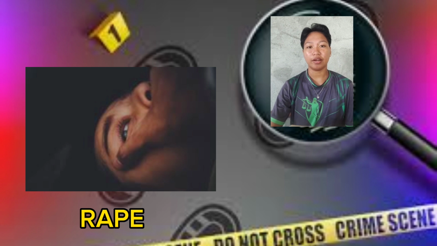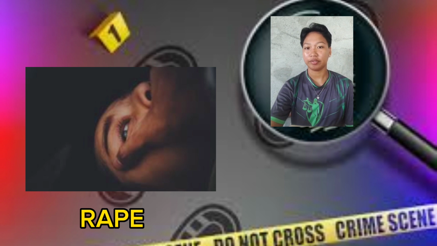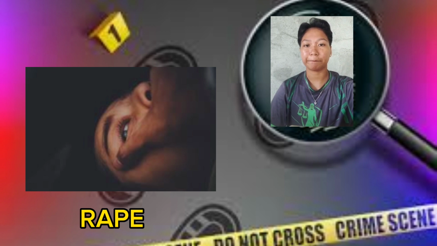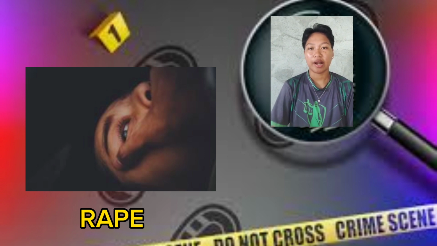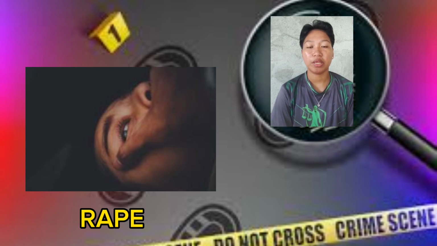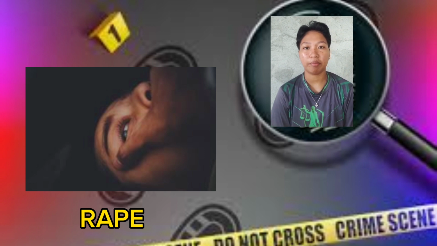Merong elements ang rape under paragraph 1. That the offender is a man, and also that the offender had carnal knowledge of a woman, and that such act is accomplished under any of the following circumstances. Who can commit the crime? The crime of rape can now be committed by a male or a female by virtue of Article 266 as amended by RA 8353.